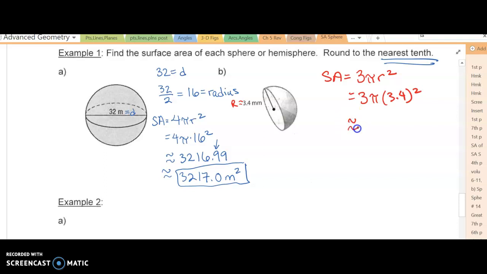So that comes out to 108.95. Again, it's one of these where the number in the tenths place, we look to the right, it's 5 or greater, so we have to round that up to 109.0. And it's millimeters squared. Area is always squared.